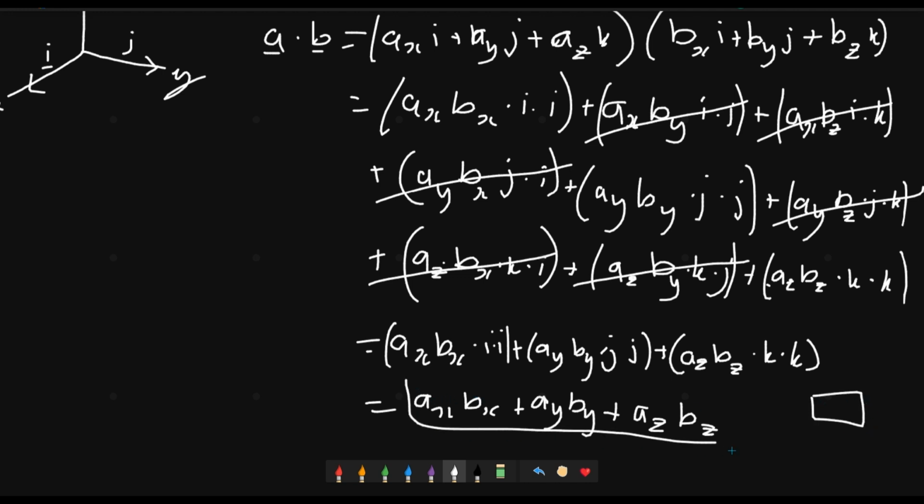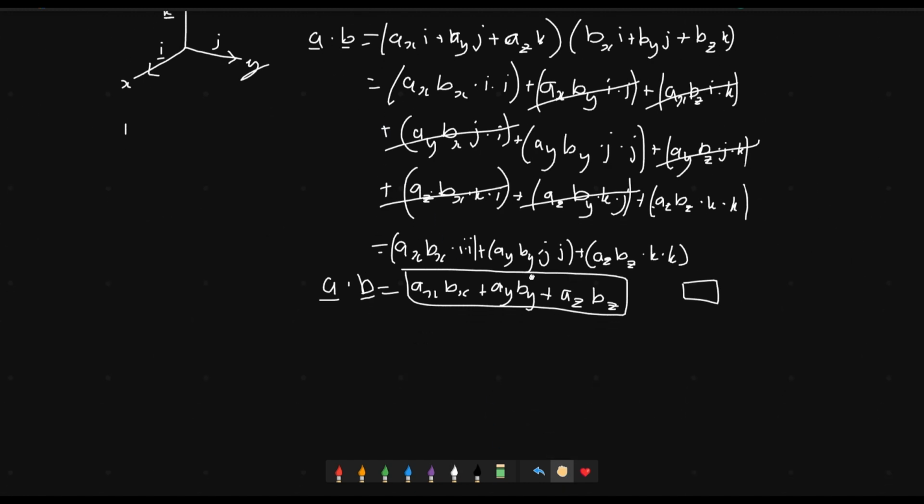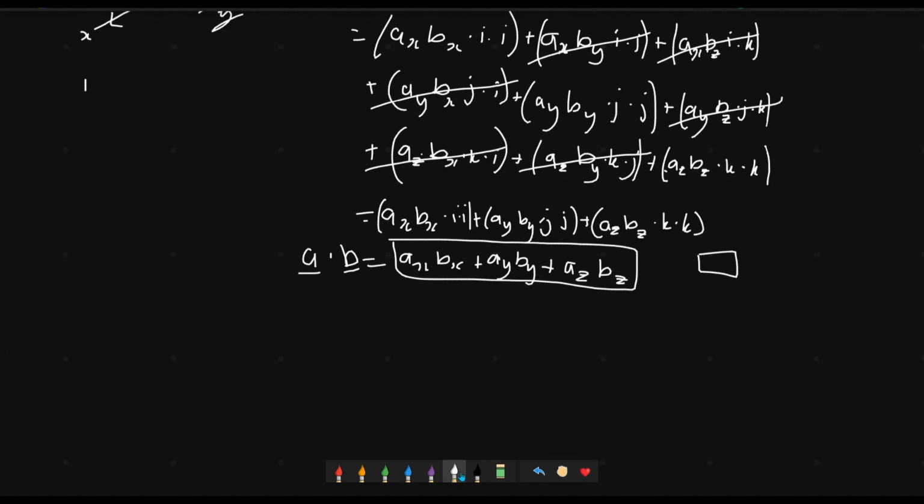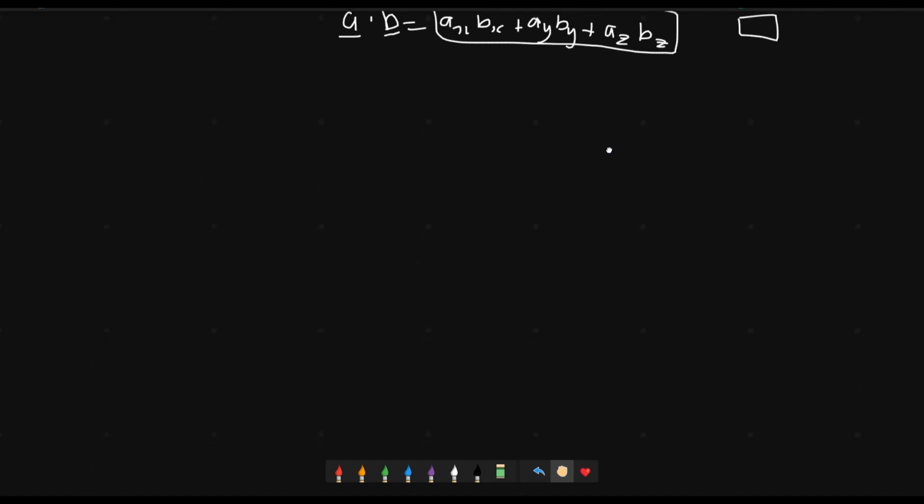So we've gotten the result we wanted, which is, not the unit vectors, just some vectors, a times b. The dot product of them is ax bx plus a sub y, b sub y plus a sub z, b sub z. So very nice. Now we're actually going to apply this new knowledge we have.